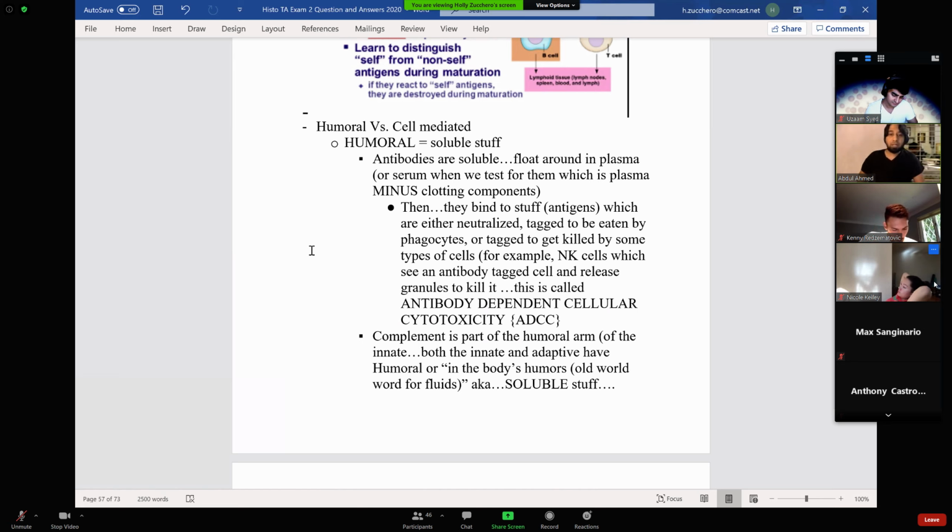But a lot of times it's antibody-dependent cellular cytotoxicity. You need those antibodies to latch on to whatever parasite or bacteria, mostly bacteria. It's going to latch on, and that's going to say, all right, macrophage, do your thing, eat this thing. So yeah, complement is part of the humoral arm. Whenever antibody attaches to bacteria, if it doesn't neutralize it, it's going to be part of the complement cascade.